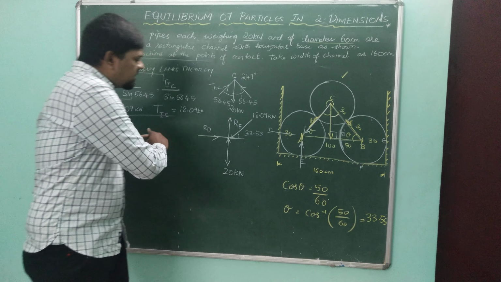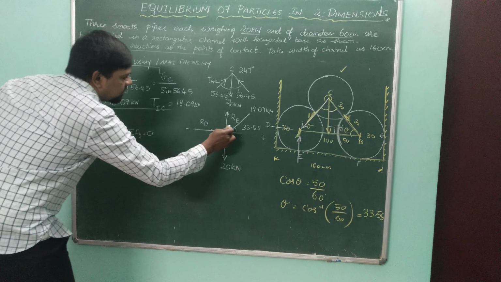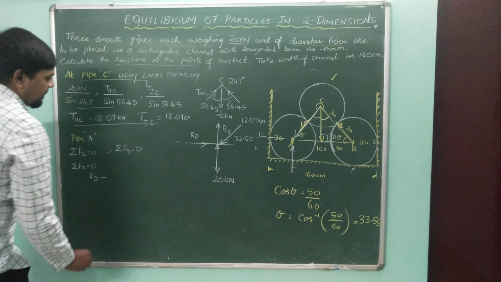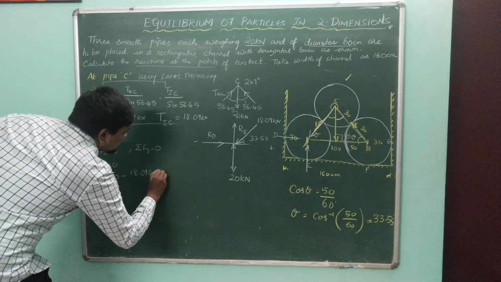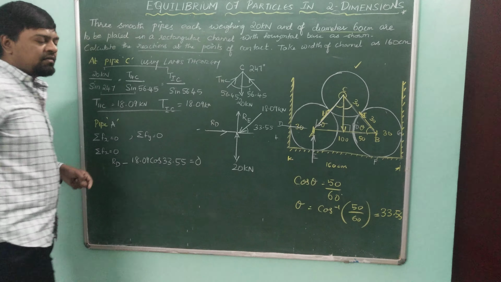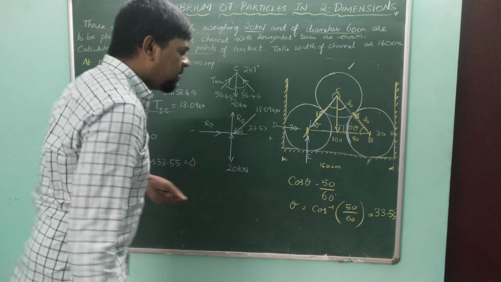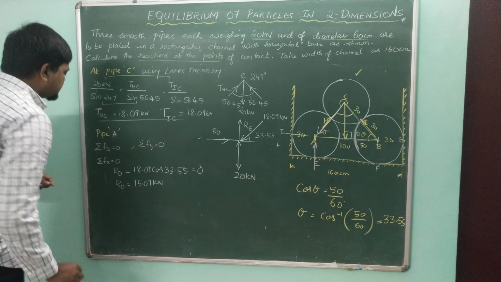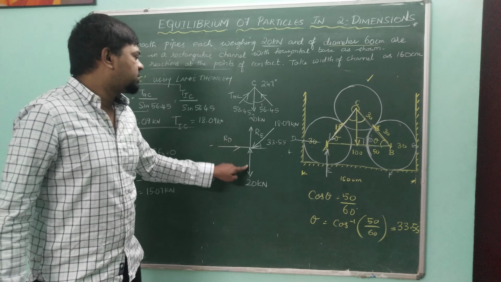If you see here, RD is acting towards positive. This is positive, this is negative. So RD, then here the arrow is in this way, so it is going to point towards negative, minus 18.09 cos 33.55 equal to 0, because these two forces are vertical forces. If you do the calculation, the RD value is going to be 15.07 kilonewton.